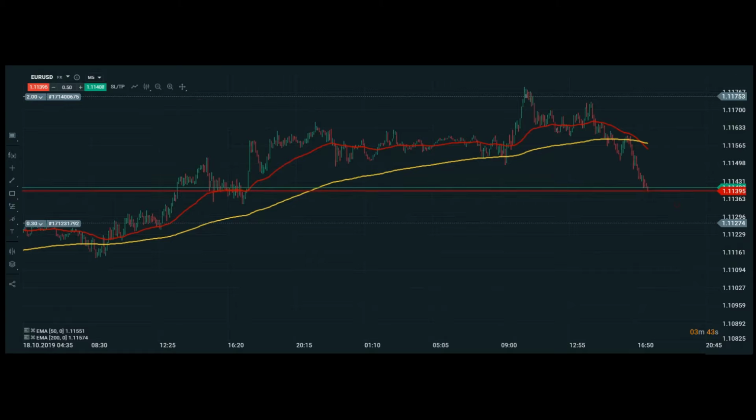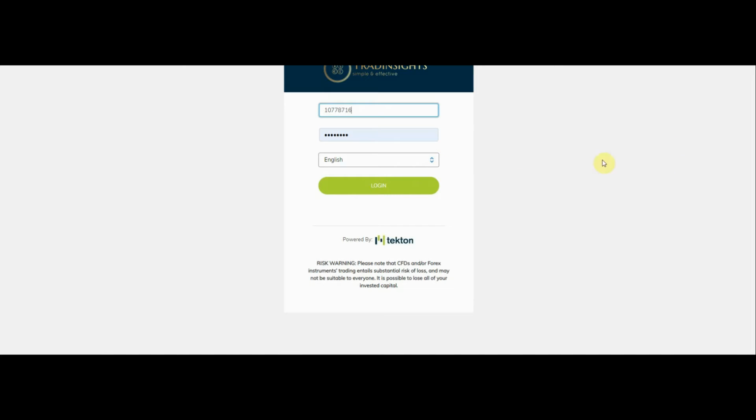So I'm going to go to my ATS platform. Here it is. Okay, so ATS powered by Tekton. I'm going to log into the account.